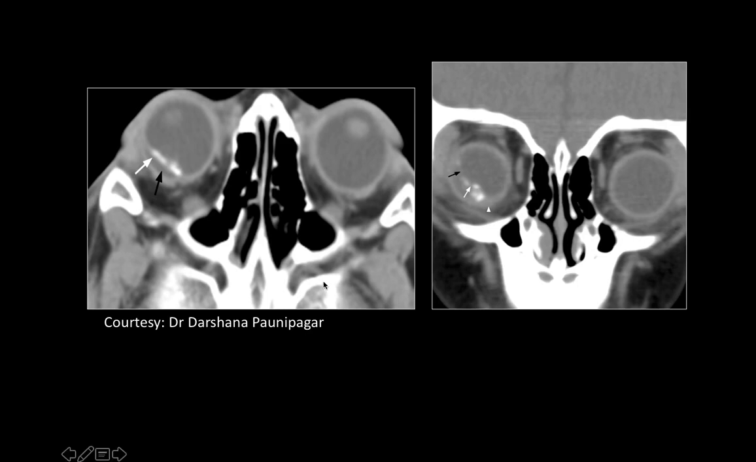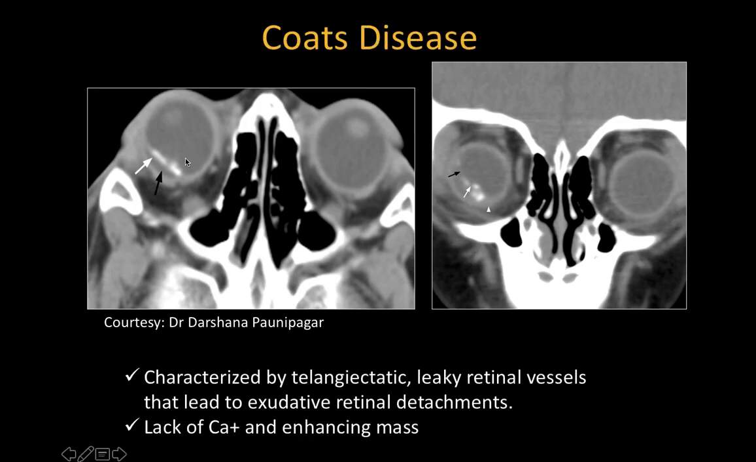Coming to the various DDs of leukochoria, so this is a 5-year-old child who had these findings. That is, there was a calcifying lesion located in the right orbit, and basically this is actually Coats disease.